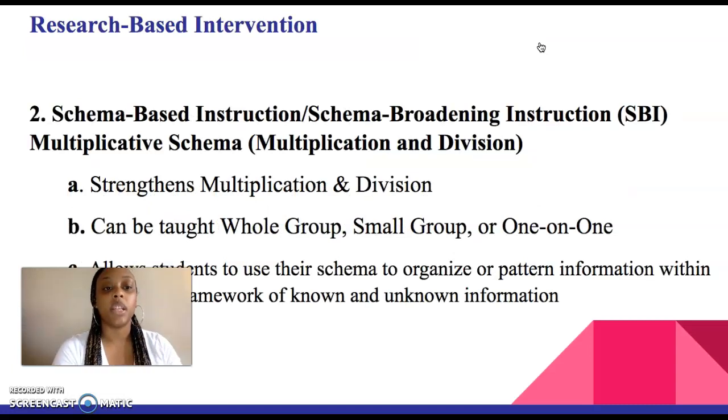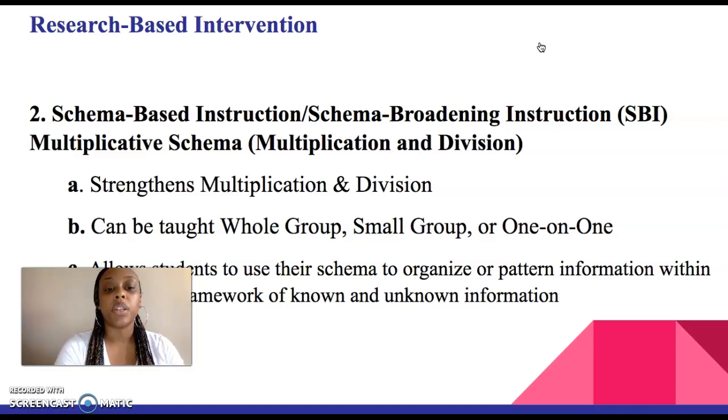Another research-based intervention was schema-based instruction, or schema broadening instruction. This is an intervention that really focuses on multiplication and division. It helps strengthen multiplication and division. It allows students to build their fluency with multiplication and division, because we all know that these skills are needed to solve a lot of different content in fourth grade.